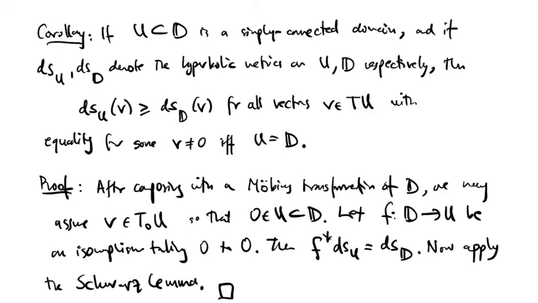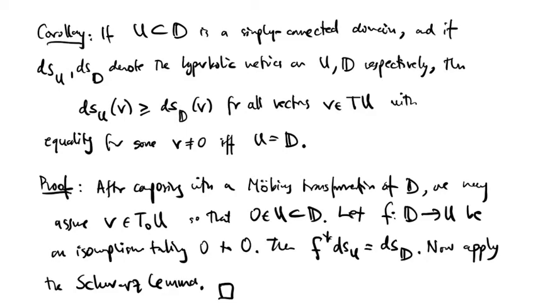Another way of stating this more informally is that vectors as measured in U are longer than that as measured in D, or the inclusion of U into D is 1-Lipschitz with respect to their hyperbolic metrics.